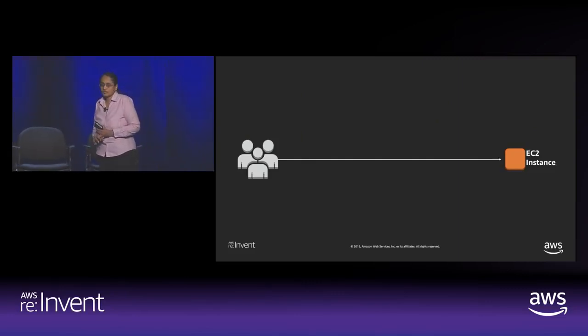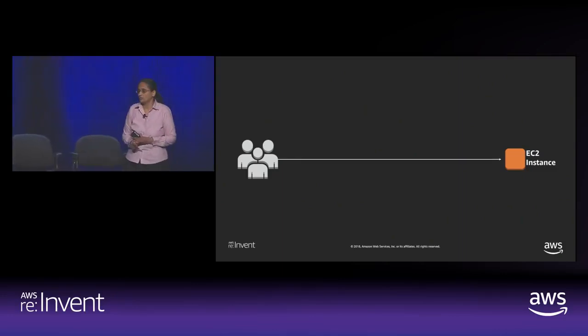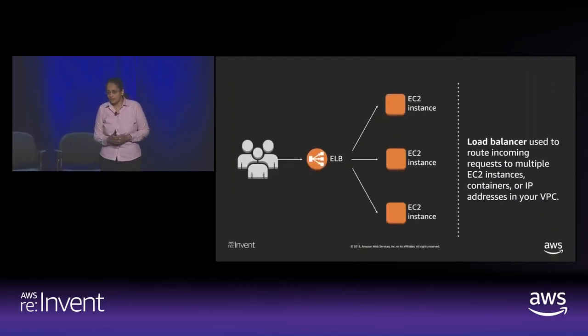Think of what happens if there is a corruption on your application and that instance goes down. The entire customer traffic is impacted. What happens if there is a sudden spike in traffic? Will that instance be able to handle that? So this is what we recommend.